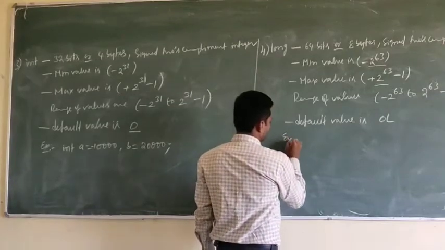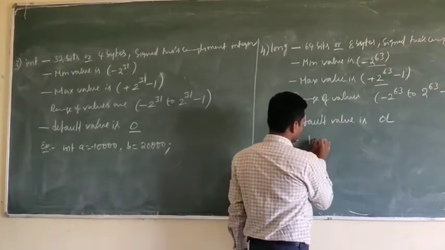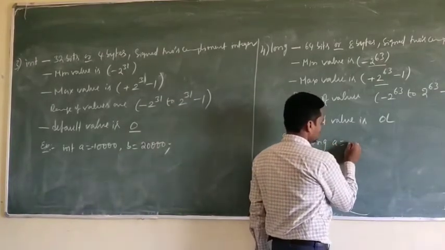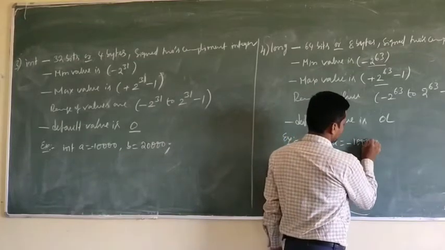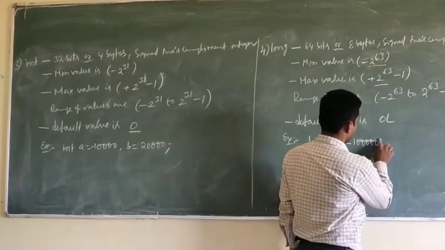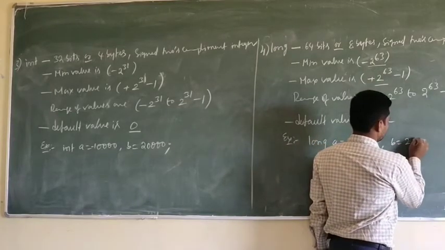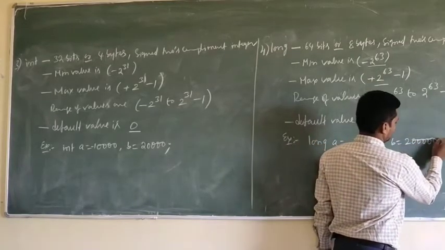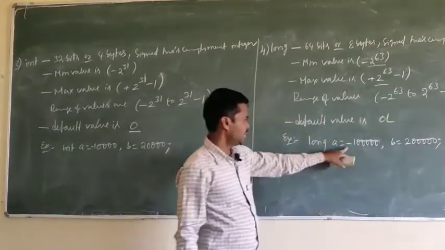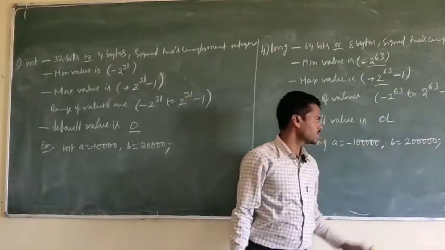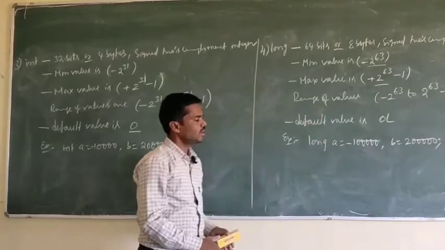And an example for the long data type you can give like this: long A is equal to minus 1 lakh and B is equal to 2 lakhs. So like that you can represent the long data.